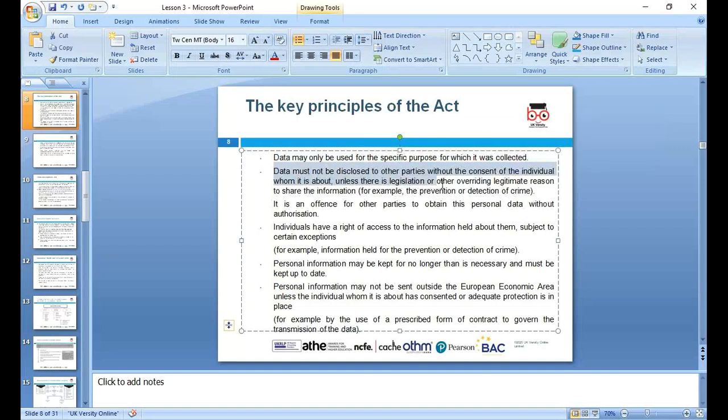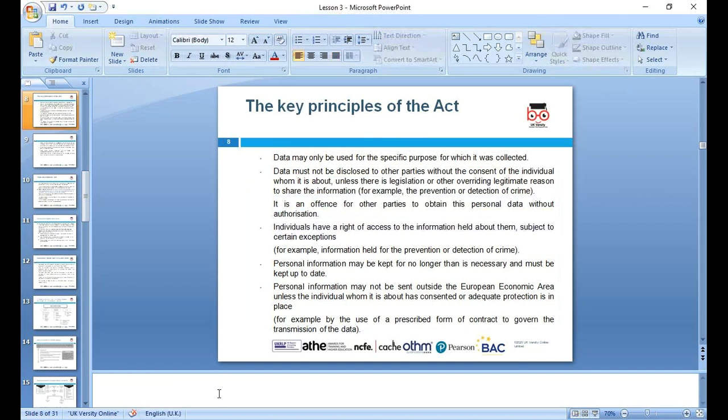We can't sell their data to someone else so that someone else can approach them to sell goods. Data must not be disclosed to another party without the consent of the individual. So data can't be passed to anyone, overriding the legitimate reason to share information. It is an offense for other parties to obtain personal data without authorization. If they get the data without authorization, we need to make sure the data is not being shared.